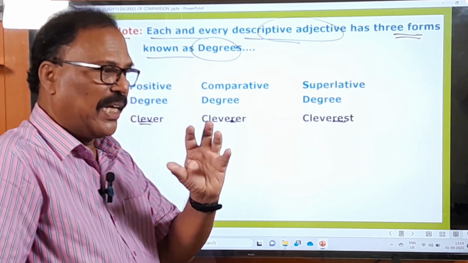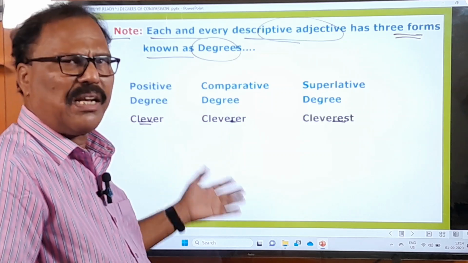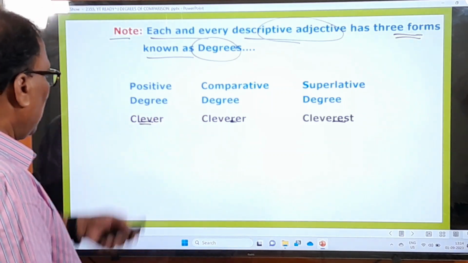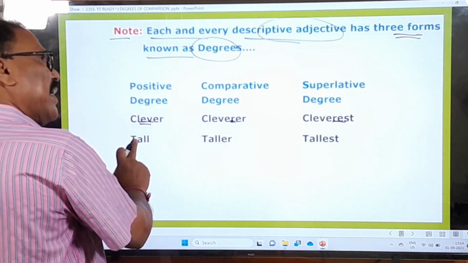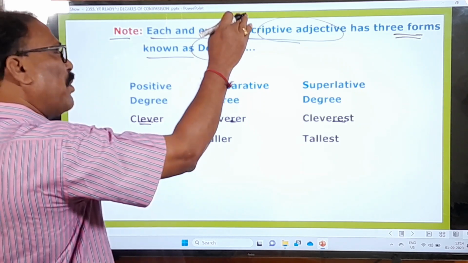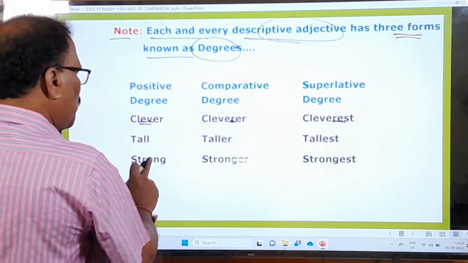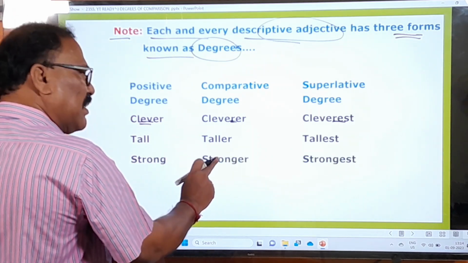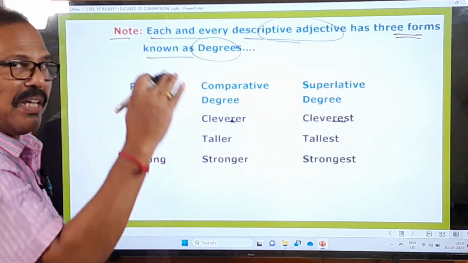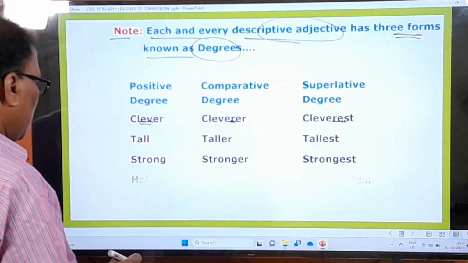You have to take that Telugu meaning from these words, and you can easily understand everything. Similarly, other words are also there. Tall, podagariyaina. Taller, marinta podagariyaina. Tallest, atyanta podagariyaina. Strong, balamaina. Stronger, marinta balamaina. Strongest, atyanta balamaina.